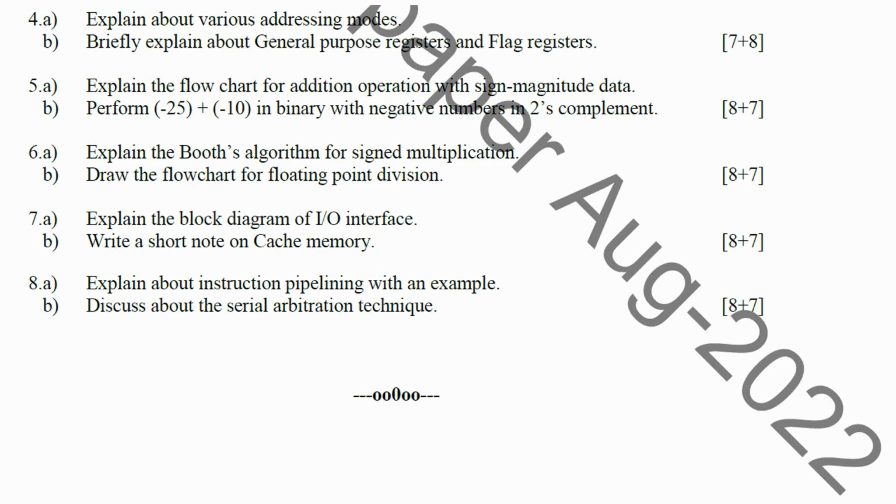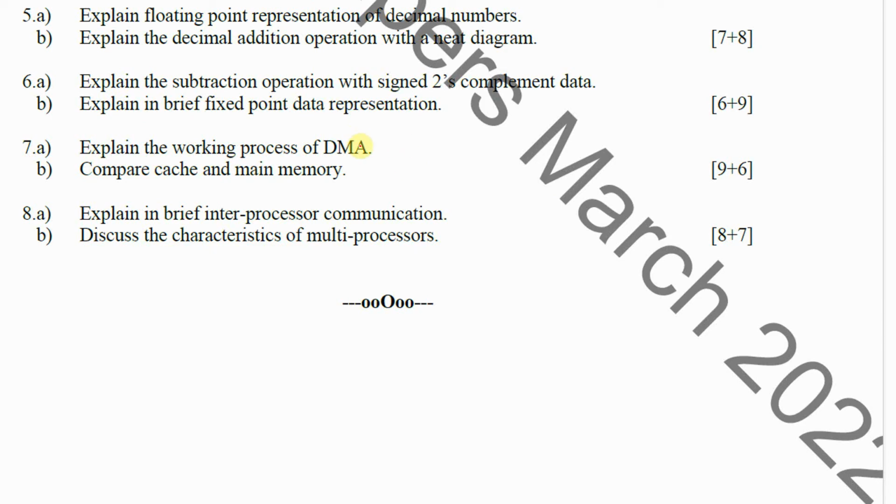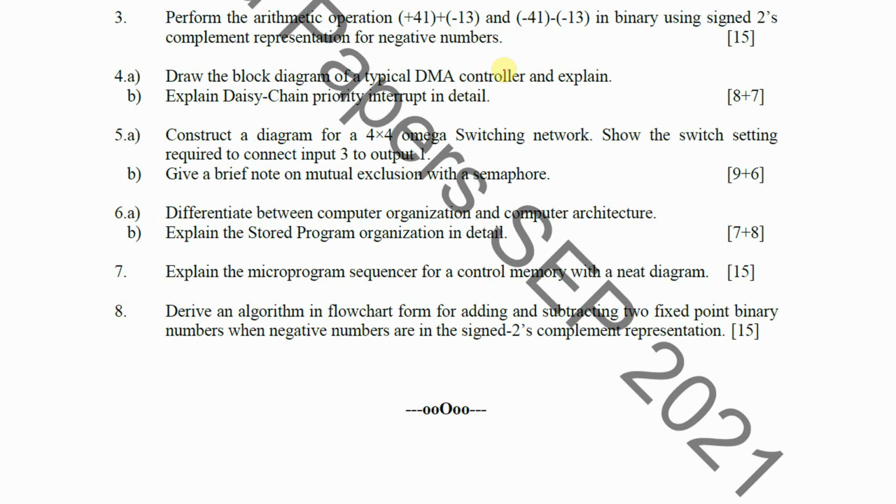Here, for reference, I'm showing you: perform -25 plus -10 in binary with negative numbers in two's complement, and also explain the flow chart for the addition operation with signed magnitude data. You can see it is in the March 2022 paper. Explain the subtraction operation with signed two's complement data. You can see in the next paper, it is a 15-mark question in the 2021 paper.